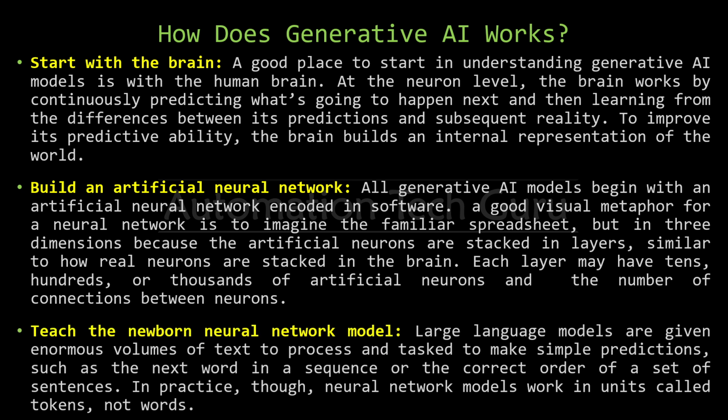Teach the new neural network model. Large language models are given a large volume of text to process and tasked to make simple predictions, such as the next word in a sequence or the correct order of a set of sentences. In practice, though, neural network models work in units called tokens, not words.